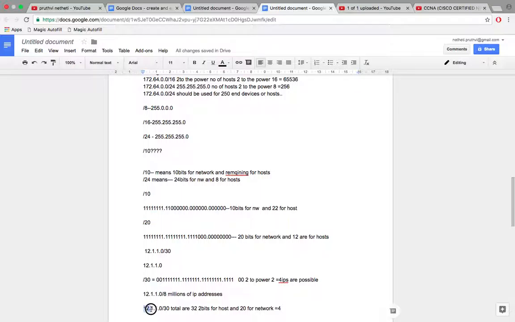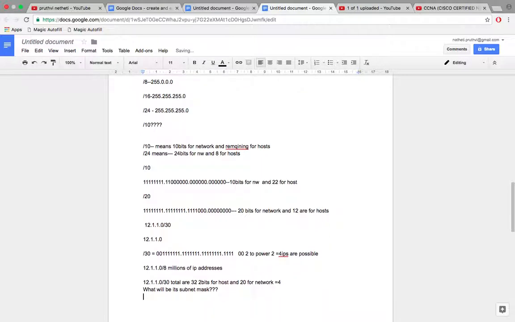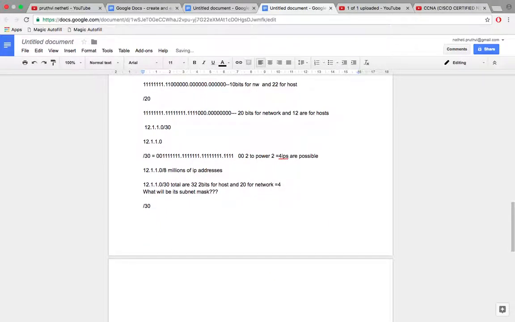Now, well and good. You had written this 12.1.1.0/30. You have taken /30 because you wanted a very small network with only 4 PCs. Okay, now what will be its subnet mask? This is a big question mark here. /30. In order to write the subnet mask, we have to again go with this.